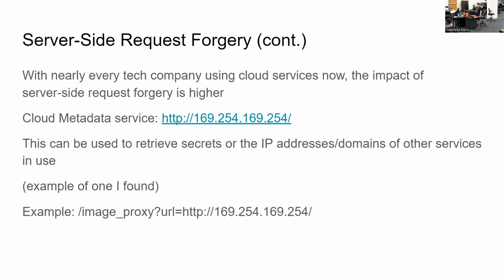And with the cloud, this impact goes up because there's a thing called a cloud metadata service, which can be used to fetch sensitive tokens, secrets. It stores a few different things. But I'll give an example of one that I found for a bug bounty program. I found one where the URL is provided using a query parameter. And I used that to fetch the cloud metadata service.